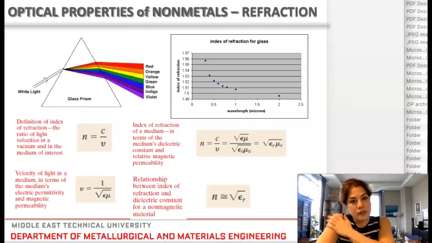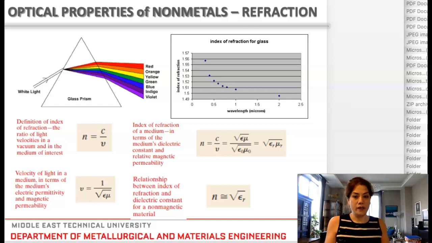Now the optical properties of nonmetals. We're going to talk about refraction in nonmetals, and within that scope we'll define the index of refraction. We know light travels at a certain speed in vacuum that we call c, and that c is a function of the electrical permittivity and magnetic permeability of vacuum. When light going through vacuum enters a material, it's not going to go at the same speed. The speed of light will decrease.